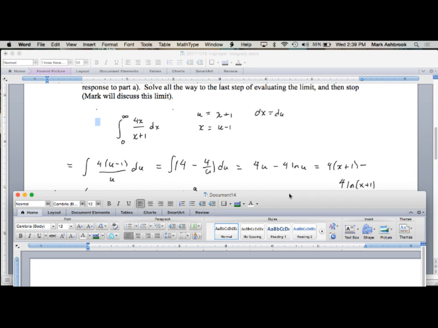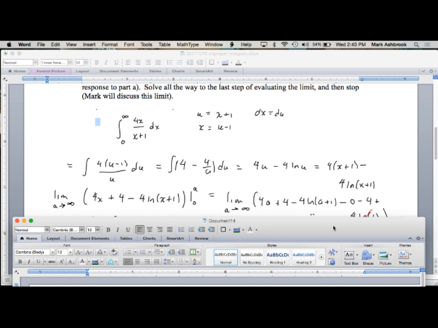So here we go. When you do that, don't try to copy this down. Just listen, compare it to what you did, look at the video later. So you get 4 minus 4 over u, essentially. And then your antiderivative is 4u minus 4 ln u. Okay? And so then we substitute back in: 4(x plus 1) minus 4 ln(x plus 1).